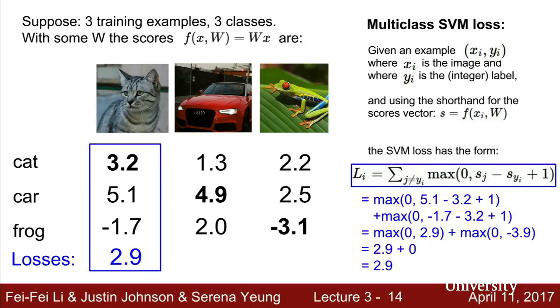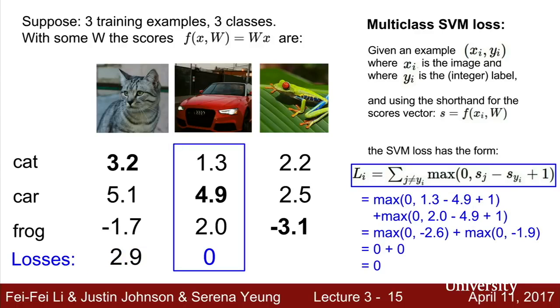And then when we compare the cat score and the frog score, we see that cat is 3.2, frog is minus 1.7. So cat is more than 1 greater than frog, which means that between these two classes, we incur 0 loss. So the multi-class SVM loss for this training example will be the sum of the losses across each of these pairs of classes, which will be 2.9 plus 0, which is 2.9. That is sort of saying that 2.9 is a quantitative measure of how much our classifier screwed up on this one training example.